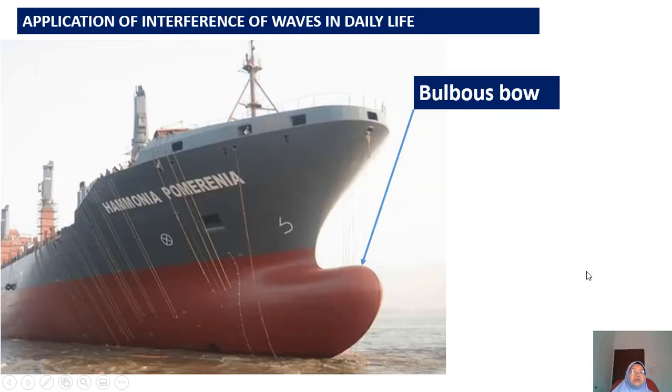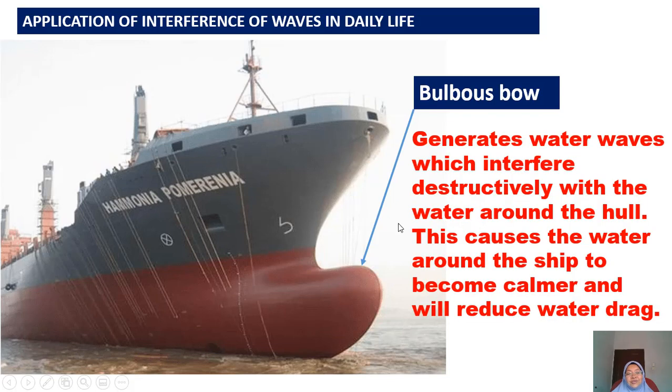Okay. So now we move on to the last part, application of interference of wave in daily life. So here we have what we call bulbous bow. Each big tanker should have this one. This will generate water wave which interferes destructively with the water around the hull. So this causes the water around the ship to become calmer and will reduce the water drag. So it can move faster, right?